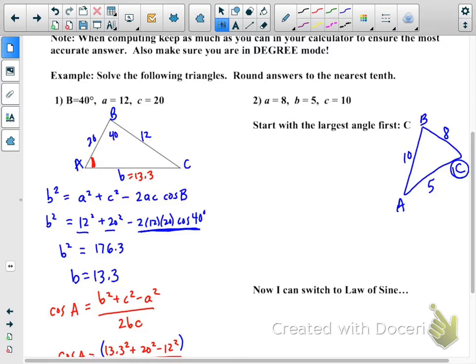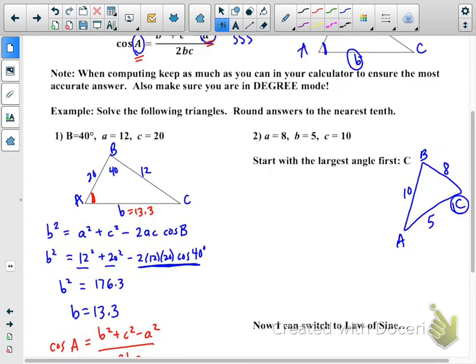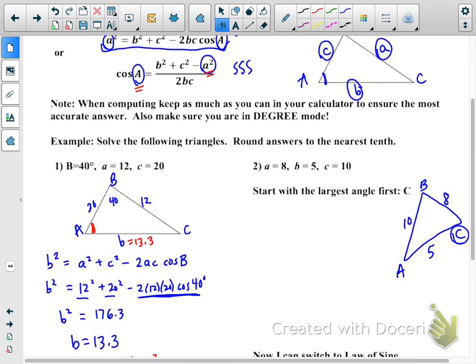So if I'm looking for angle C, remember up here I said that whatever the angle is, it's going to correspond to that side that's being subtracted. So the other 2 sides, it doesn't matter which order you put those in, but I'm looking for angle C, so this is going to be A and B.